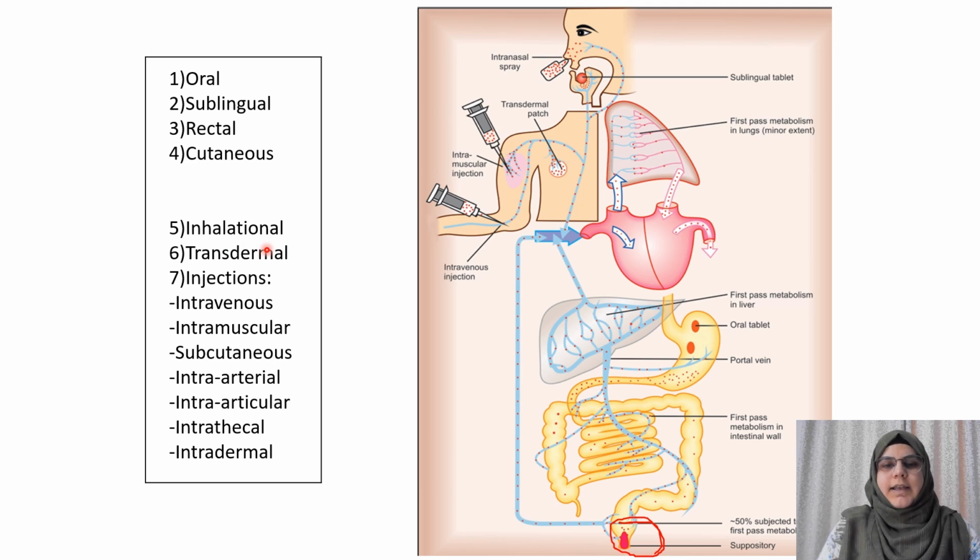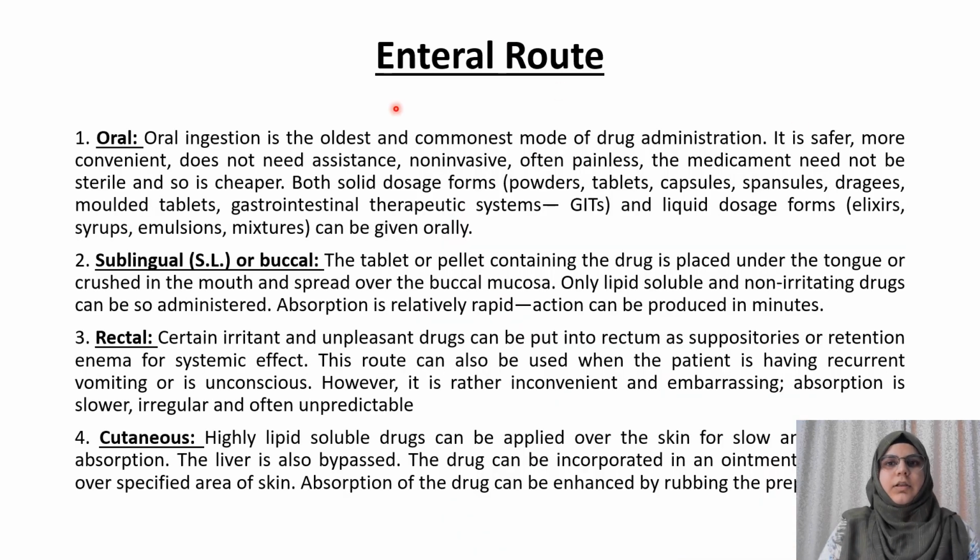Next is inhalation. Inhalation is usually for asthmatic drugs which we take in the form of a spray inside your mouth. Then transdermal and injections. Here are so many injections. First is the enteral route. Here we'll study all the routes in detail.